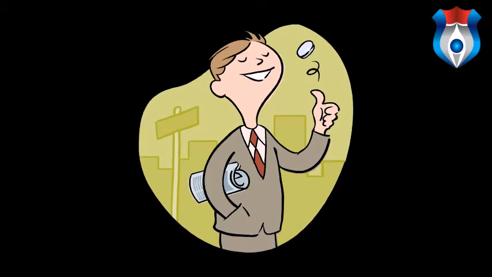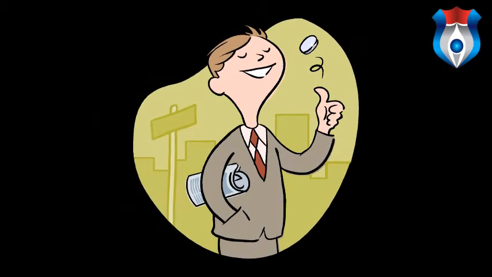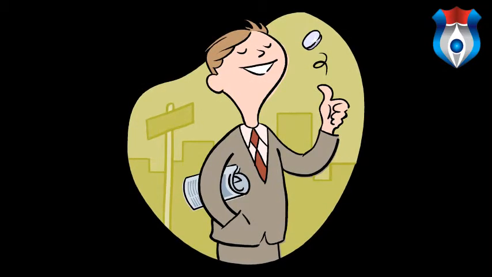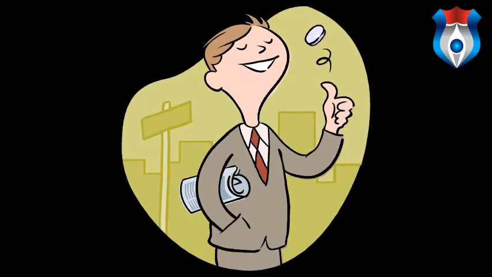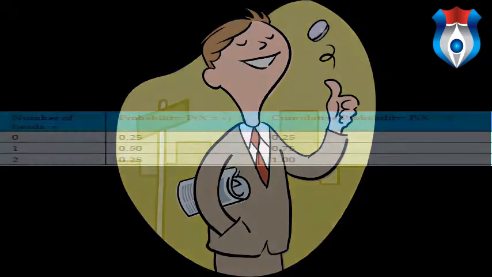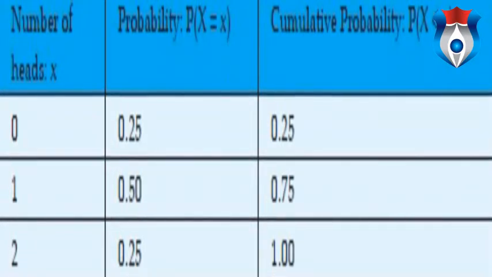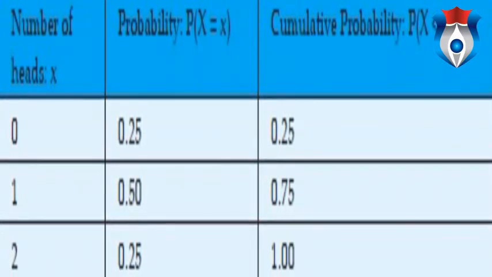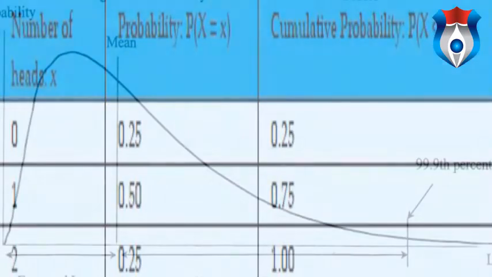It would be the probability that the coin flip experiment results in 0 heads plus the probability that the experiment results in one head. P(X ≤ 1) is equal to P(X = 0) plus P(X = 1), which is equal to 0.25 plus 0.50, which is equal to 0.75. Like a probability distribution, a cumulative probability distribution can be represented by a table or an equation. The cumulative probability refers to the probability that the random variable X is less than or equal to x.